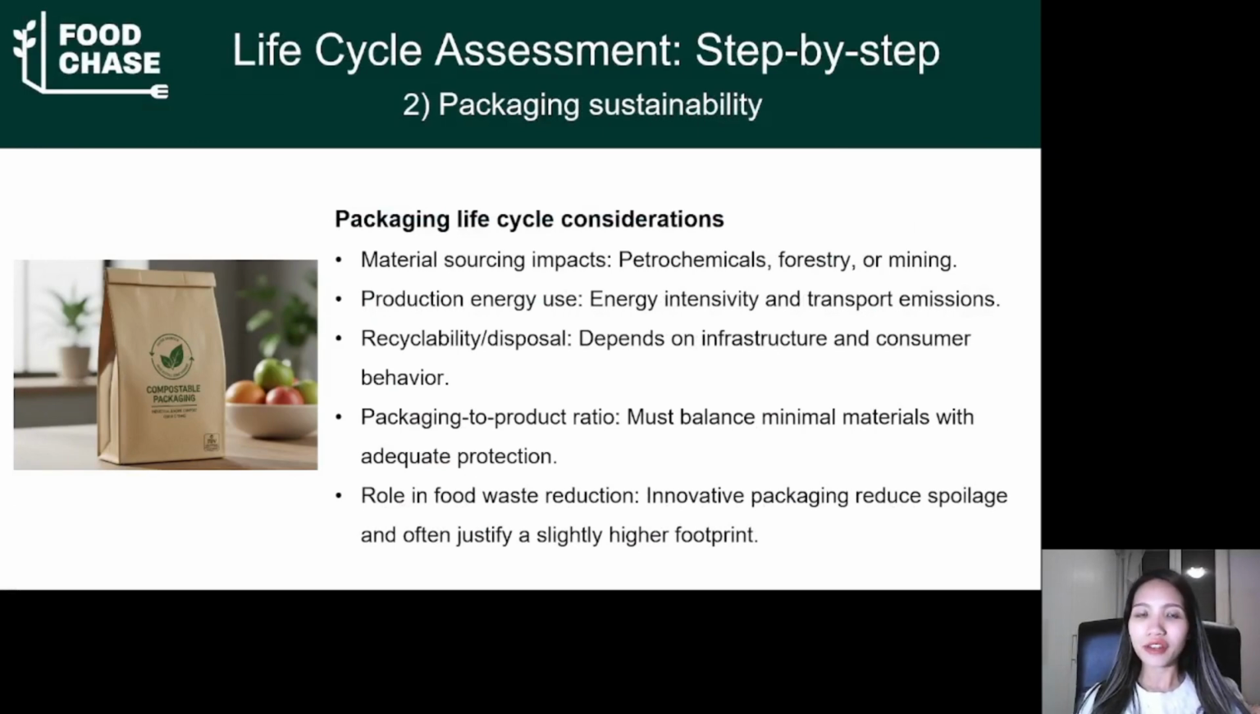Packaging life cycle consideration include material sourcing impacts, production energy use, recyclability, and disposal. Packaging to product ratio is very important because the packaging should be minimum, but it should be sufficient to protect the product. Role in food waste reduction. Usually, innovative packaging has slightly higher footprints, but since they can reduce spoilage better, it can often be justified.